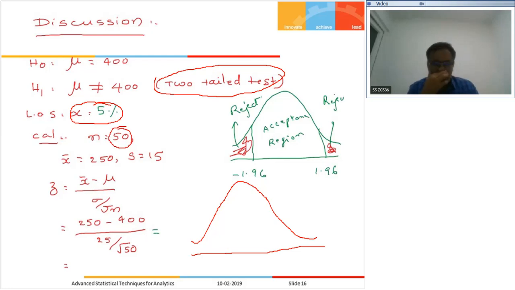Okay, right. Now once we are ready with this approach, a two-tailed test, a two-tailed test means you will have one left tail as well as a right tail.